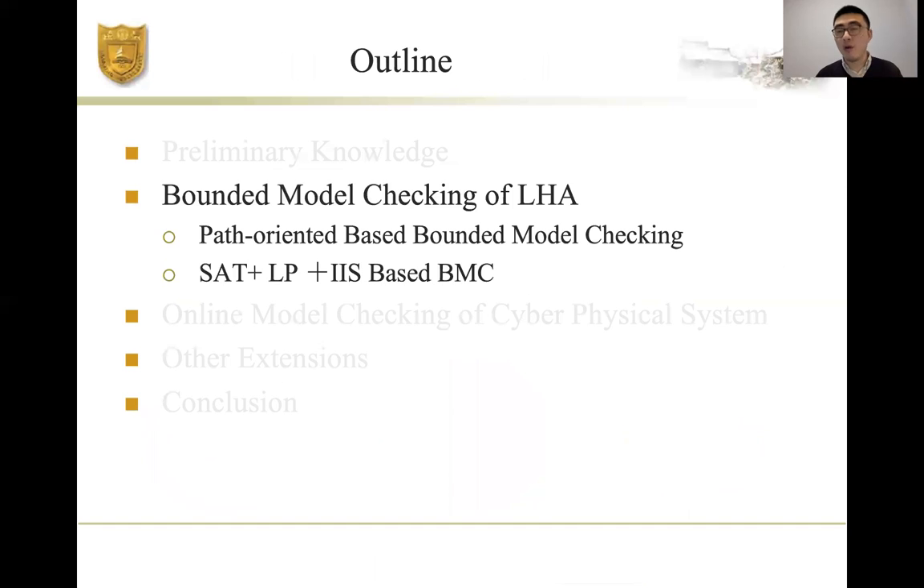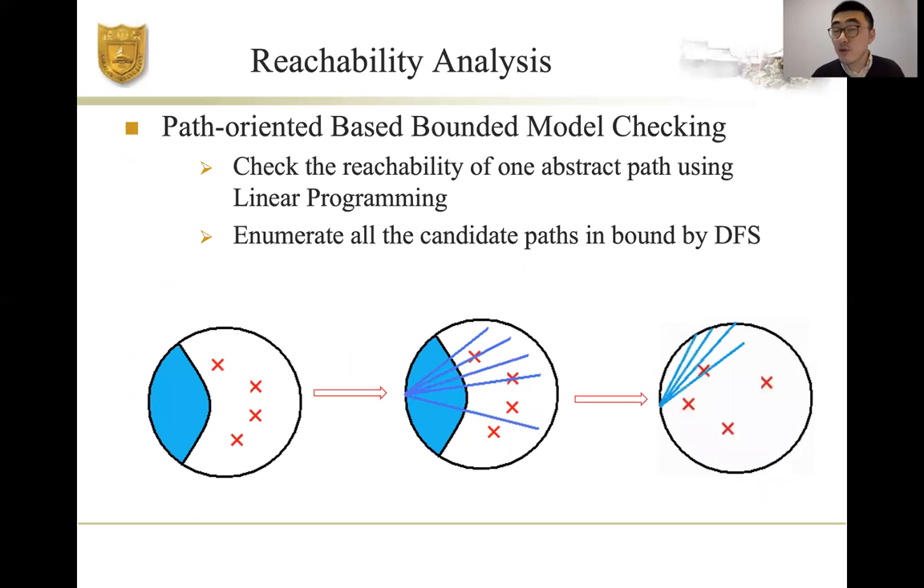And now we go to our method, which is bounded model checking of linear hybrid automata. It's a systematic work, and basically here we will only cover two parts of it, which are path-oriented bounded model checking and SAT plus LP plus RTSS BMC. Okay, first, path-oriented bounded model checking. Our method is like that.